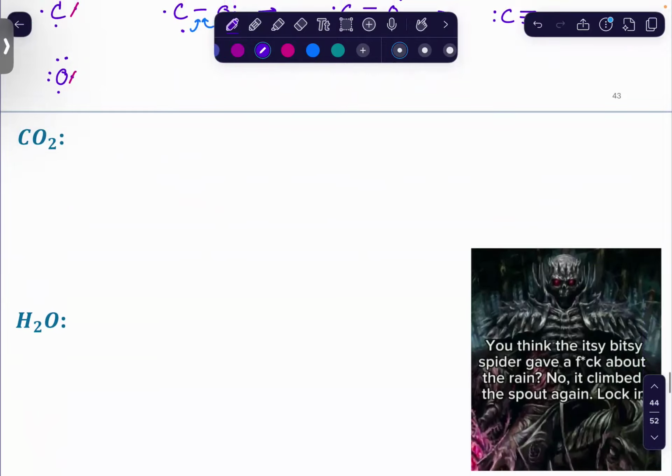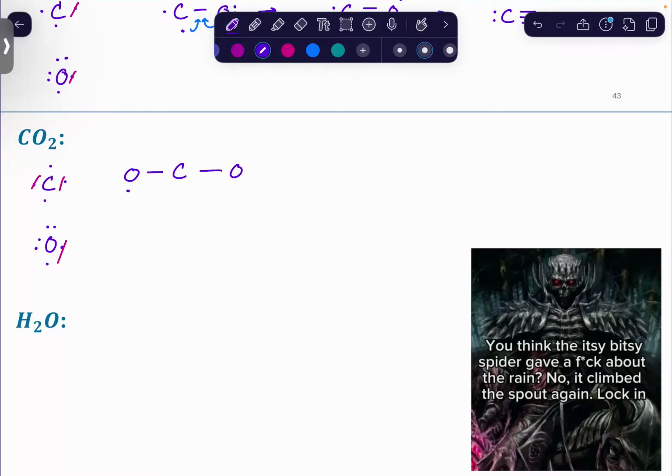Let's keep going. What about CO2? Each oxygen is going to have 6. 1, 2, 3, 4, 5, 6. Okay, so carbon's going to be central. We need to bond 2 oxygens to it. And so what was used, that and that was used. Each atom used one of its bonding locations. Let's replace what wasn't used.